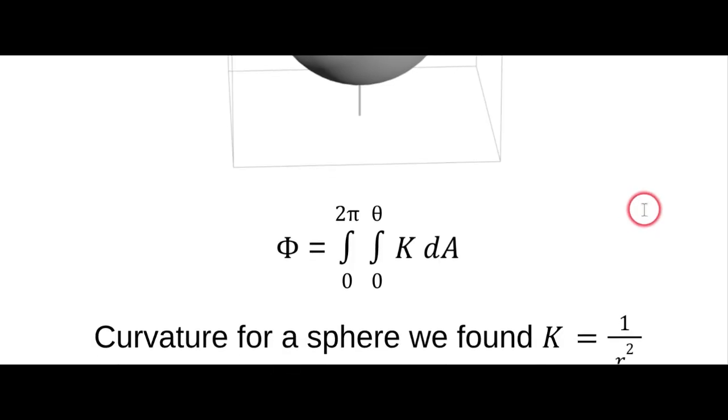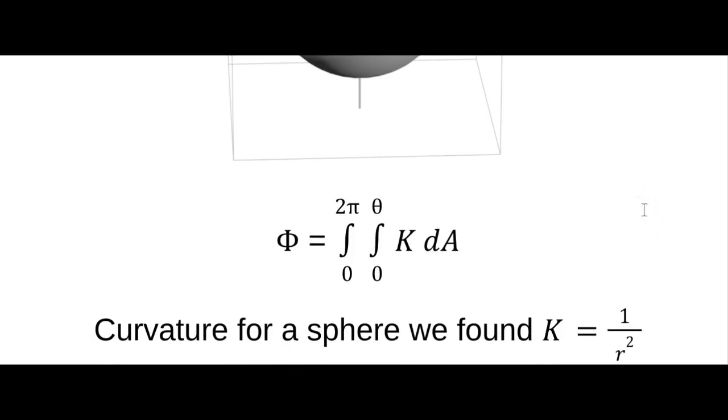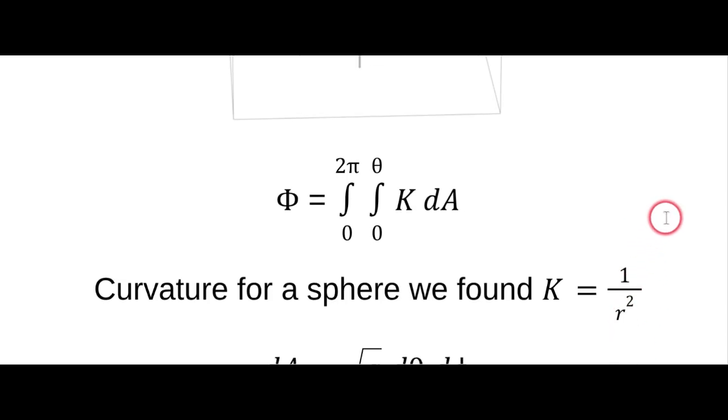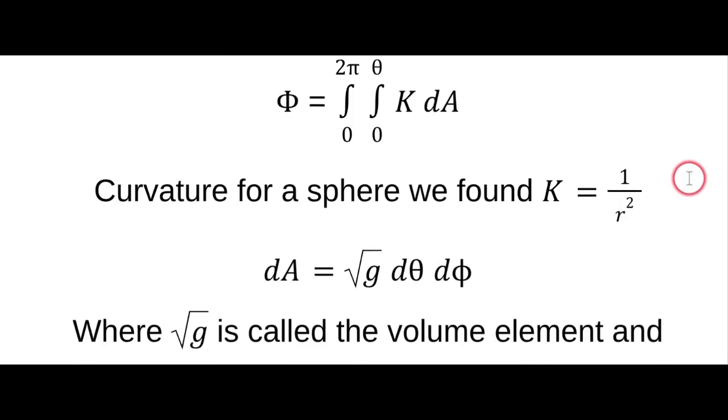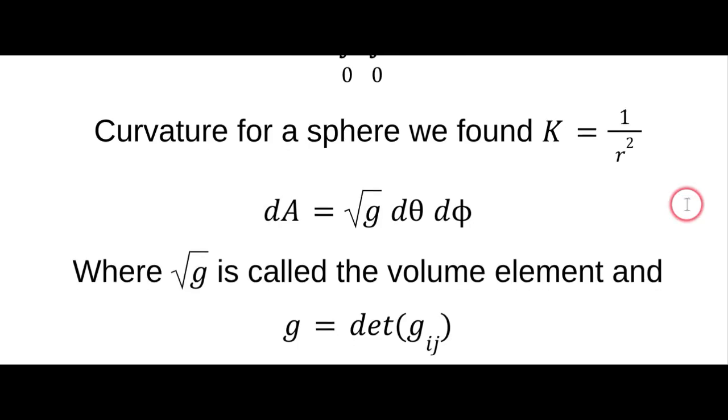Okay, so we found in previous videos that the Gaussian curvature for a sphere is just 1 over r squared, right? And now this dA part can be written as the volume element times the two infinitesimals. Now, I'm going to leave a link in the description of what that thing is. This is called the volume element, and it's the square root of the determinant of the metric tensor.